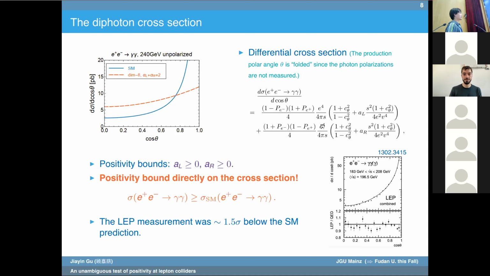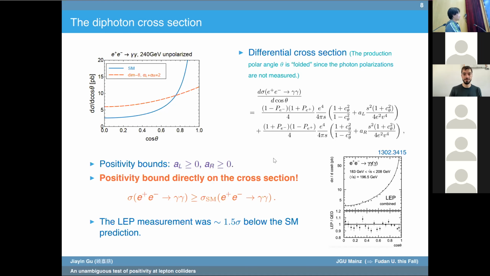that these positivity bounds actually apply directly on the cross section. Namely, the cross-section of the diphoton process has to be larger or equal to the standard model prediction, which holds for any values of theta and also any values of beam polarization. So this is actually quite a remarkable result, because in general we can have all sorts of contributions to the observables, and then only some of them are subject to positivity bounds. So in general, it's very difficult to connect observables with positivity bounds, but in this case it's almost trivial. The bounds directly apply on the cross section like this, which is quite remarkable.